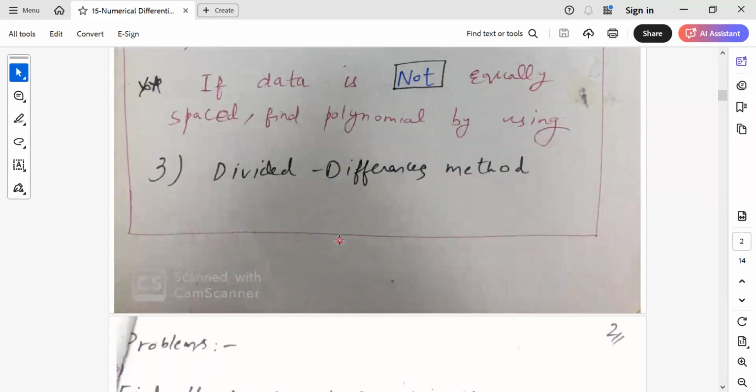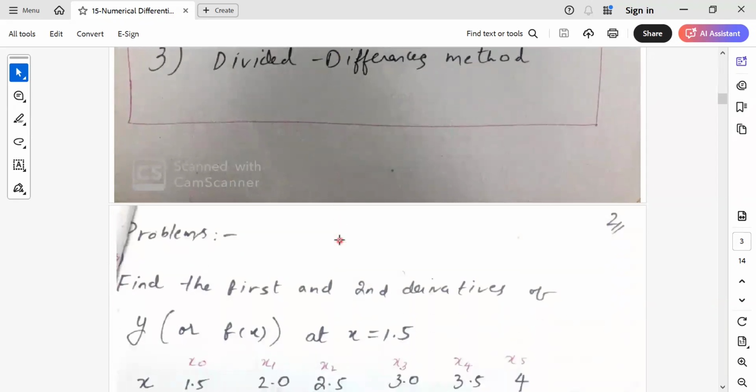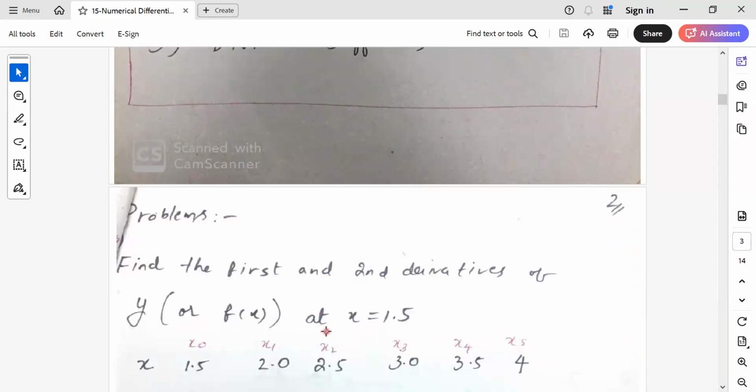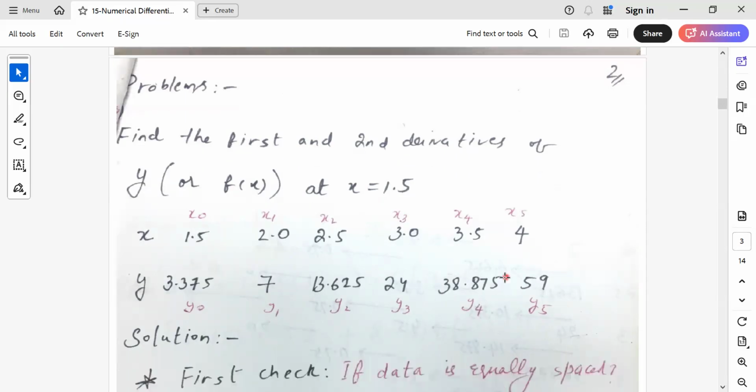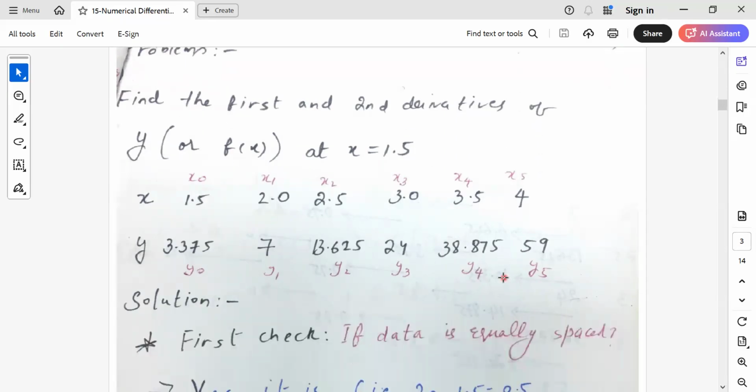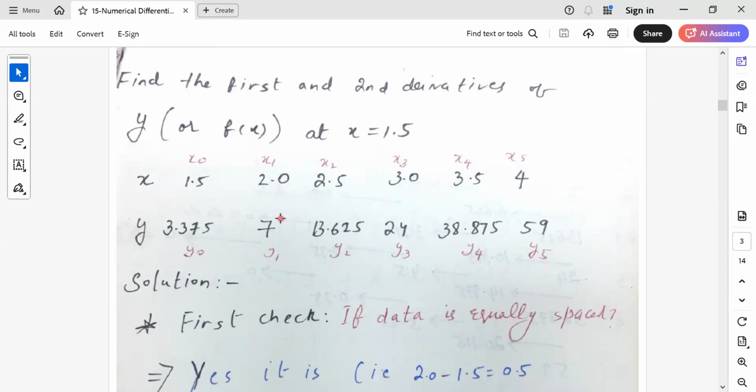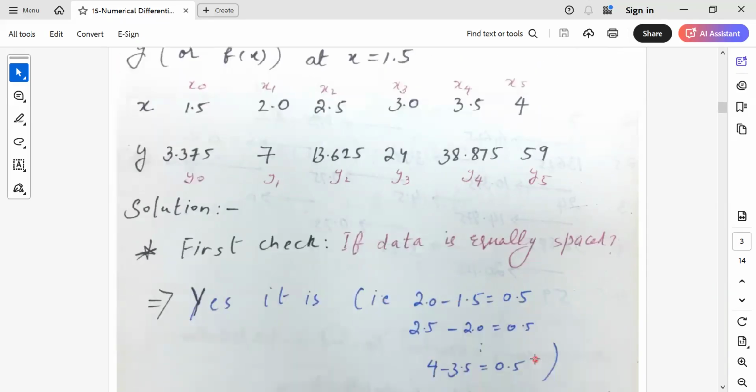So if we go down further here, this is the problem. Find the first and second derivative of y or f of x at x equal to 1.5. This data is given to us: 1, 2, 3, 4, 5, and 6. So 6 points are given, from x0 to x5, so the degree of the polynomial would be 5. Check if the data is equally spaced. It is 1.5, 2, 2.5, so they are equally spaced and the value of h is 0.5. This is written here in the notes.